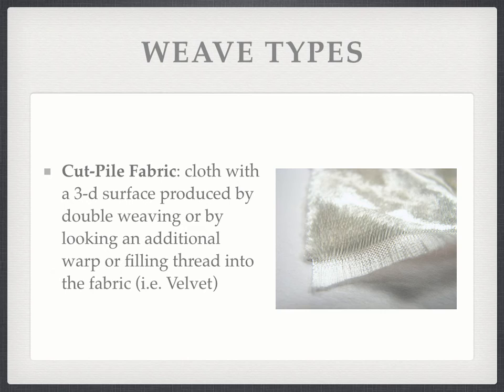And then the last type of weave that we will go over is the cut pile fancy weave, so a cut pile fabric. It's cloth with a 3D surface produced by double weaving or looping, that should say looping, not looking, an additional warp or filling thread into the fabric. So this is how you create velvets or corduroys.